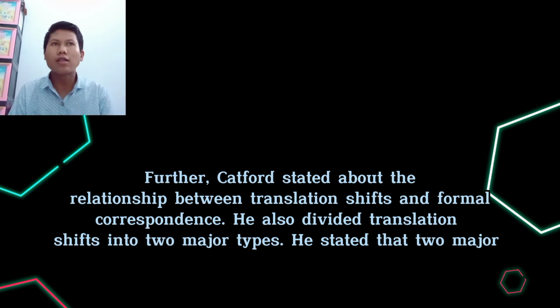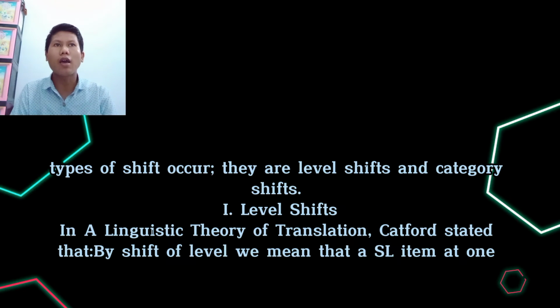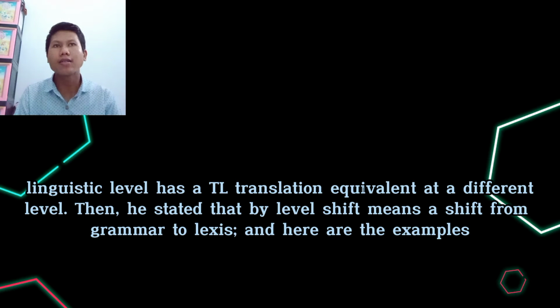He also divided translation shift into two major types. He stated that two major types of shift occur. They are level shift and category shift. The first one is level shift. In A Linguistic Theory of Translation, Catford stated that by shift of level, we mean that the SL item at one linguistic level has a TL translation equivalent at a different level. Then, he stated that bi-level shift means a shift from grammar to lexis.